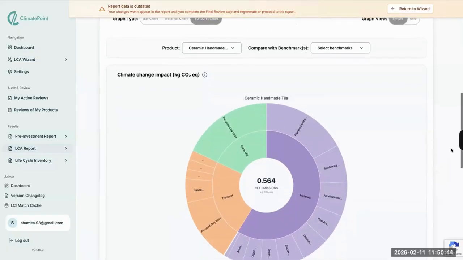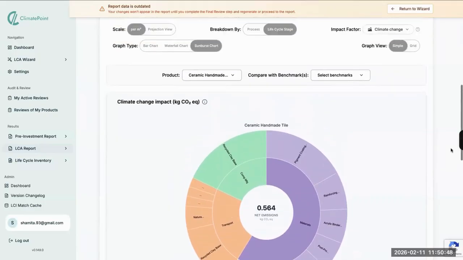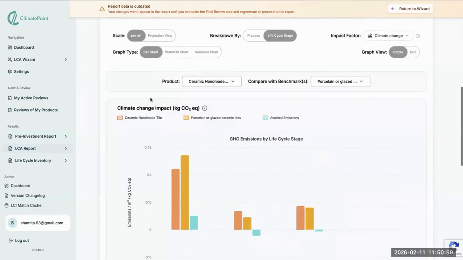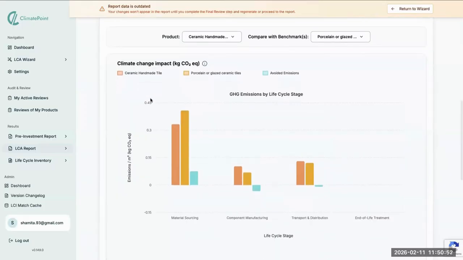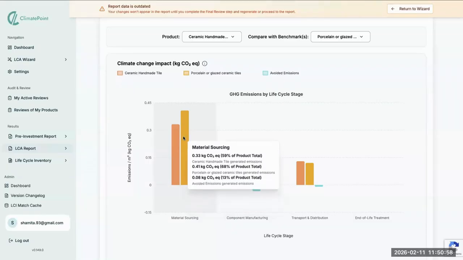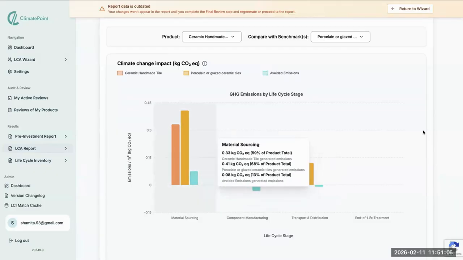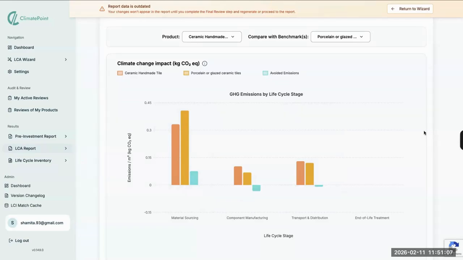So typically, when you would look at impact, you would see something like this, where you'd say, "Oh, okay, if these are our emissions, orange is the ceramic tile that we're looking at, the yellow is the benchmark you're comparing with, and the blue is your avoided emissions." So you would typically see a graph like this, which would tell you that for different life cycle stages, are you doing better or worse than the benchmark?